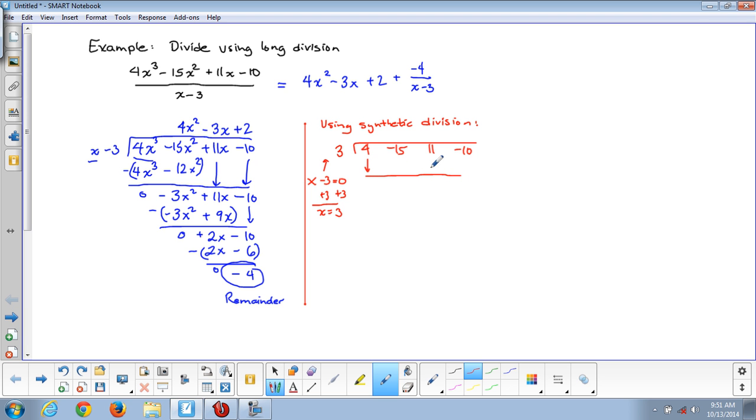The steps for synthetic division are: drop down this 4, and we multiply 3 times 4, and we end up with 12. Now, here's where it becomes a little different than long division. We have negative 15 and 12. Over here, you can kind of see the similarity, negative 15, but here we had negative 12. But we do subtraction over here, but this time we're going to add our columns. So we end up with negative 3.